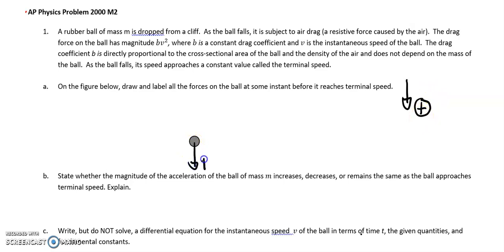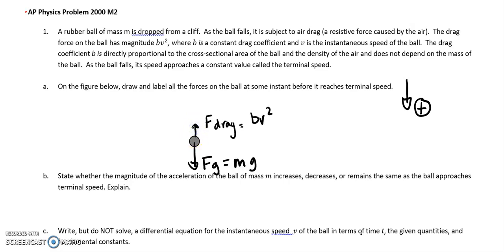So we know gravity is always there. If something has mass, gravity is there. I'm going to go ahead and label it. The mass is m, so it'll just be mg. Cool. And then air drag. That is resisting its motion, so it is going to go the opposite direction, upwards. So I'll call it F drag equals bv squared. One thing I should be careful of: if in some instance before it reaches its terminal speed, should drag be the same size, more or less than gravity? Well, if it's before terminal speed, it should be less than gravity. So I should have drawn that arrow a little smaller. There we go. That's better.